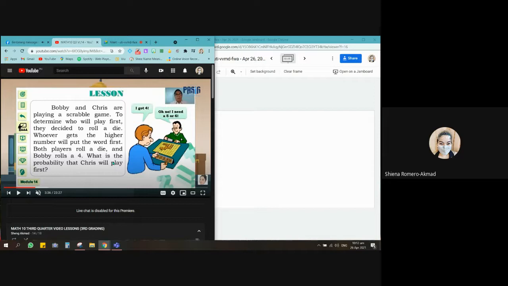So I have here a situation. Bobby and Chris are playing a Scrabble game. To determine who will play first, they decided to roll a die. Whoever gets the higher number will put the word first.